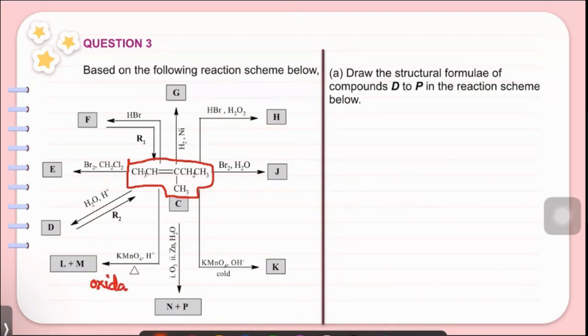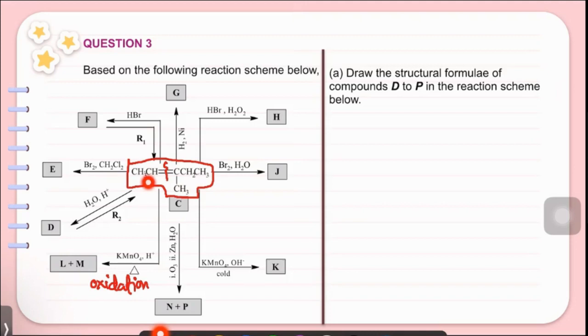Oxidation. So what happens when an alkene, or C double bond C, undergoes oxidation? The double bond will break. Double bond akan putus. Okay, so kenapa double bond putus? Sebab dia mengalami oxidation. Jadi dia akan form two products.